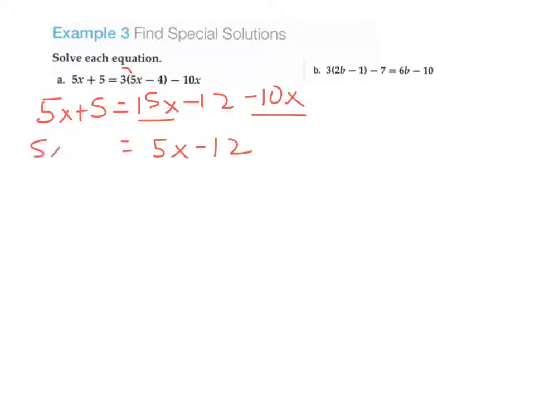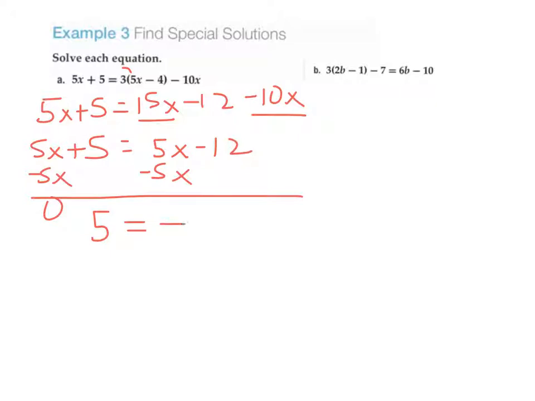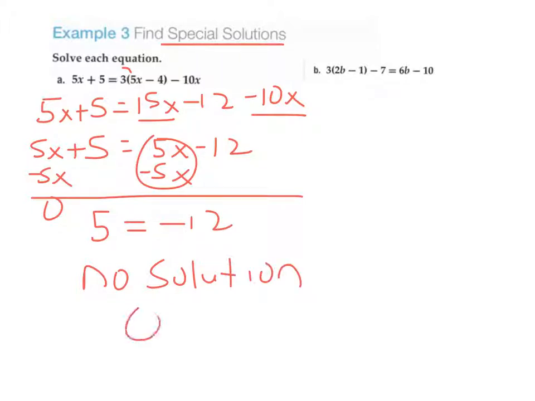And now I have a problem that I can move my variables to one side. And when this happens, you'll notice that I get 0. So the letters disappear. And so I end up with just a 5 equaling a negative 12, because this is 0 also. When you have this kind of special problem, that's what we're doing, special solutions. When they don't equal each other, you have what's called no solution. So oftentimes it's represented with this empty set.